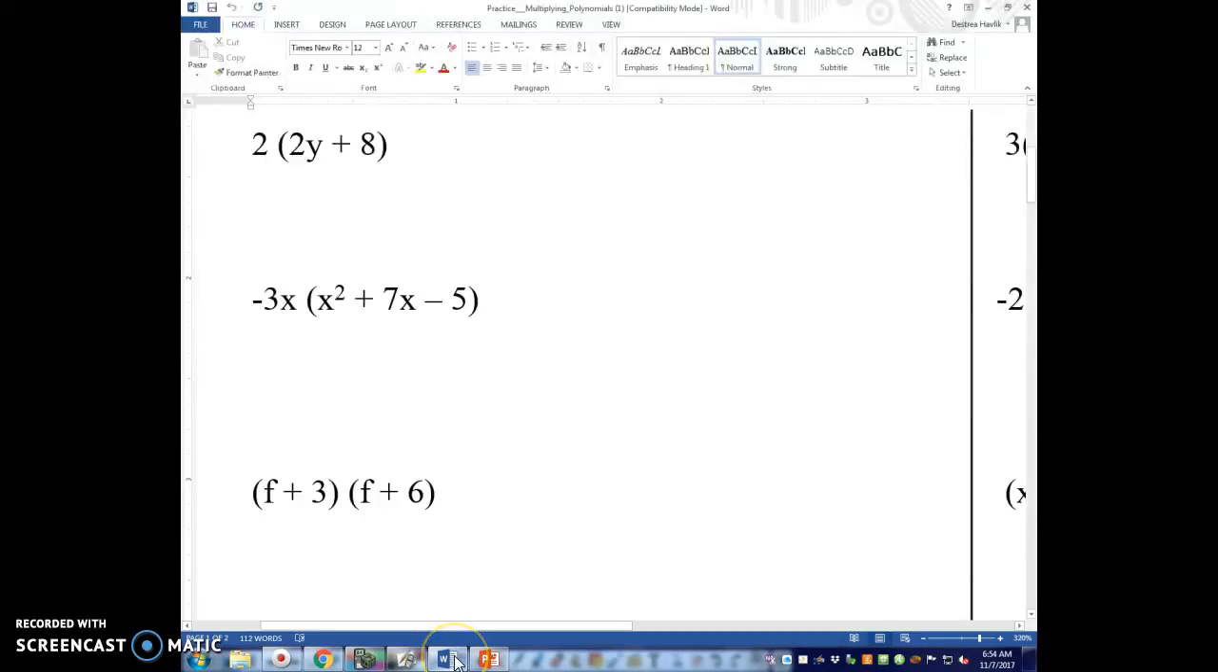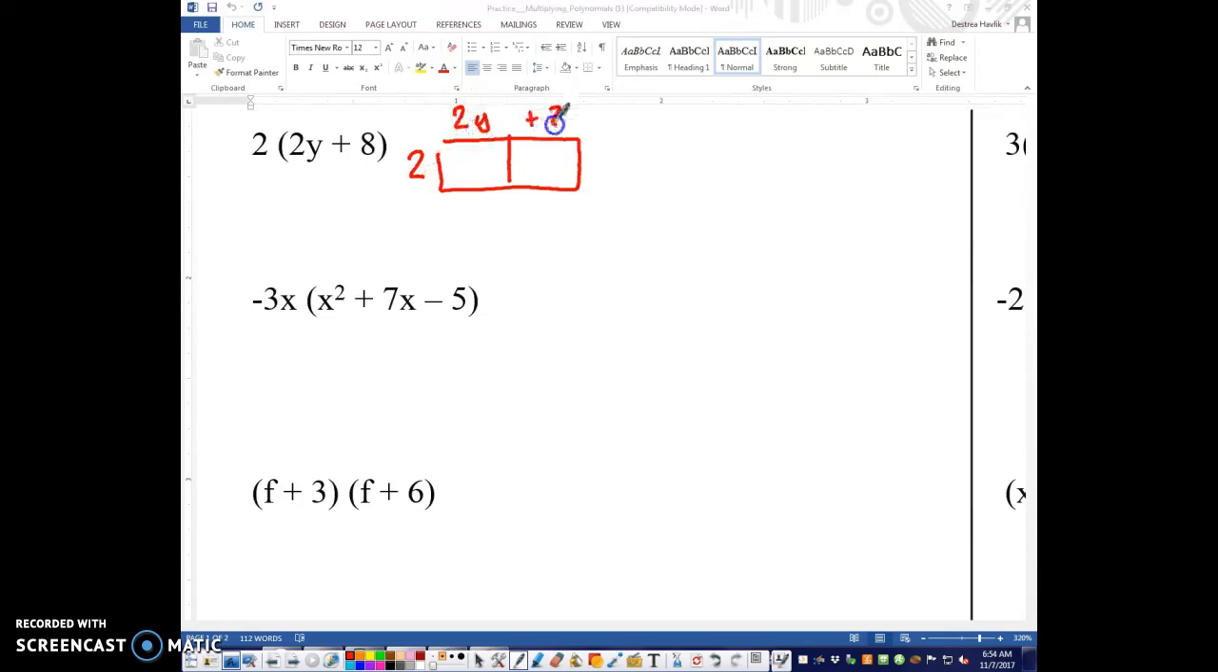Now, let's look at this worksheet. I'm going to do one, and then you're going to do the one to the right of it. So looking at number 1, this first one here. It's a 1 by 2, so we'll make our box. 2y plus 8. 2 times 2 is 4, and then we have our y. 2 times 8 is 16. So our answer is 4y plus 16. Now pause the video and do the problem to the right.